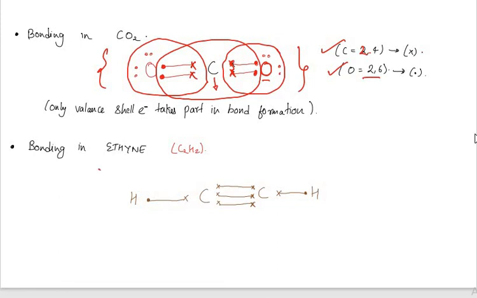Similarly, we can understand the bonding in ethyne. There will be a C triple bond C. The bond between 2 carbons can be single, double or triple, but the bond between carbon and hydrogen is always single. The formula of ethyne is C2H2 and its electron dot structure is given here.